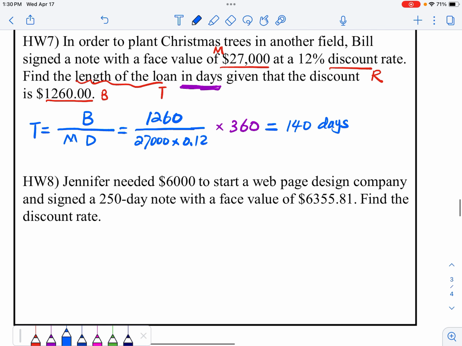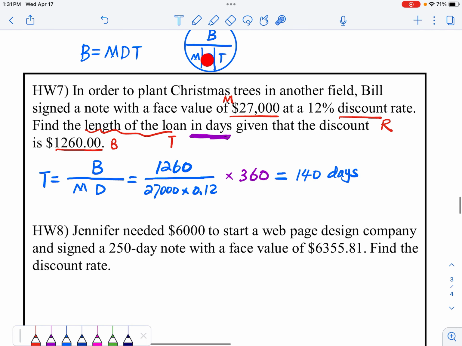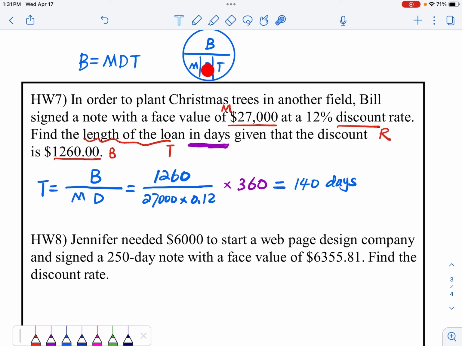All right, so let's take a look at the very last one. Jennifer needed $6,000 to start a web page design company and signed a 250-day note with a face value of $6,355.81. We want to find the discount rate. Okay, the discount rate, that means in this little chart we want to find the D, discount rate, right? So the discount rate is equal to B over MT.